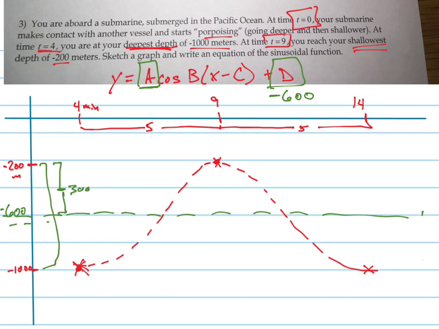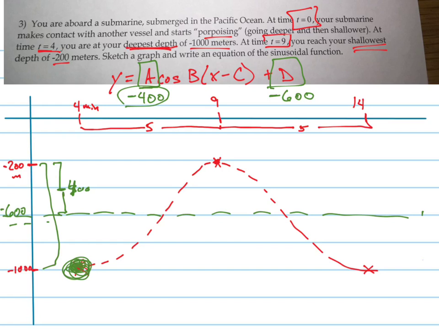And then A is this distance right here, which is 300. And it's a negative 300 because I'm starting on the bottom. Sorry, not negative 300, my bad. Negative 400. So A is negative 400 because that's half of the distance between the maximum and the minimum. That's your amplitude. And your amplitude could be a positive or negative value depending on if you're starting at the bottom or if you're starting at the top. Since we're starting at the bottom, it's going to be a negative value. So A is negative 400.